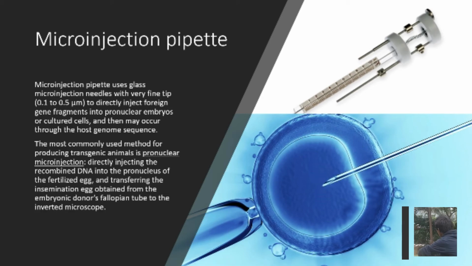or the insertion of insemination egg obtained from embryonic donor's fallopian tube to the inverted microscope. And in case you are wondering how they make this super thin, tiny needle, they use the capillary tube and slice it by a machine or manually slice it.